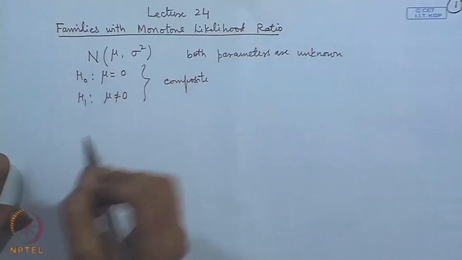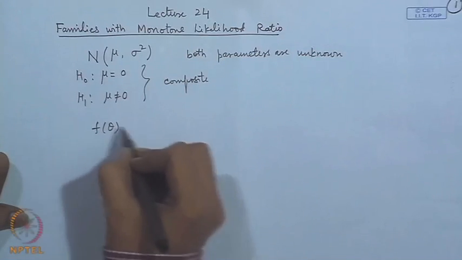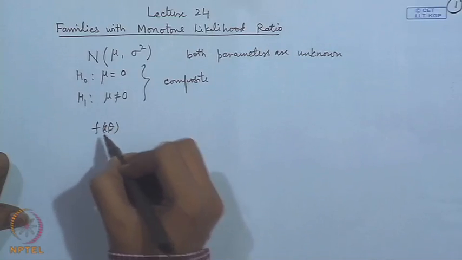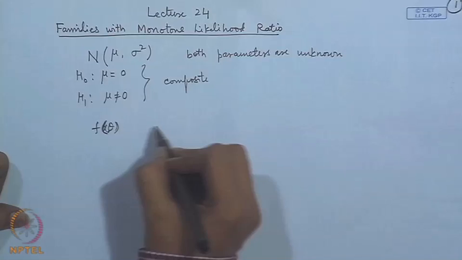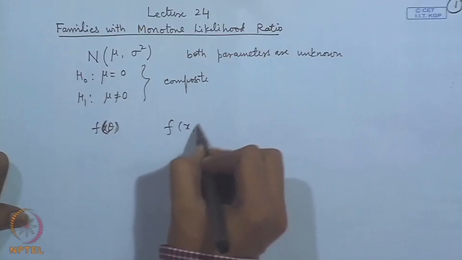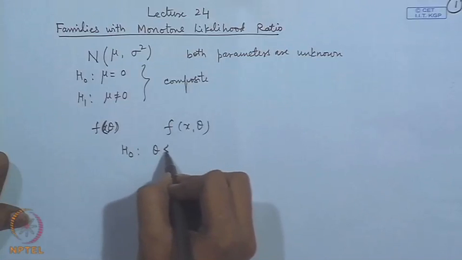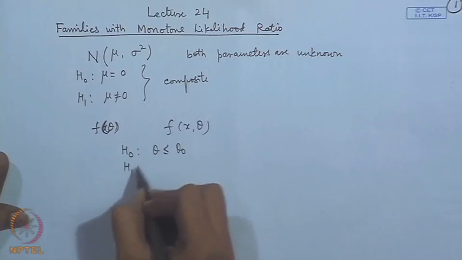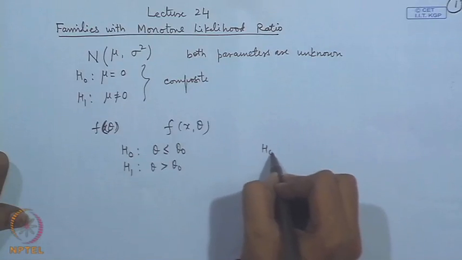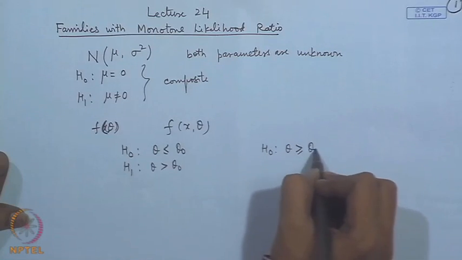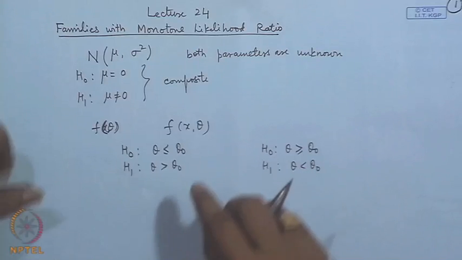The simplest composite hypotheses are of this nature, that we may have a one parameter family, say family of distributions with one parameter theta, say f x theta, and we may like to test about say H naught theta less than or equal to theta naught against say theta greater than theta naught, or alternatively we may have say H naught theta greater than or equal to theta naught against H 1 theta less than theta naught.